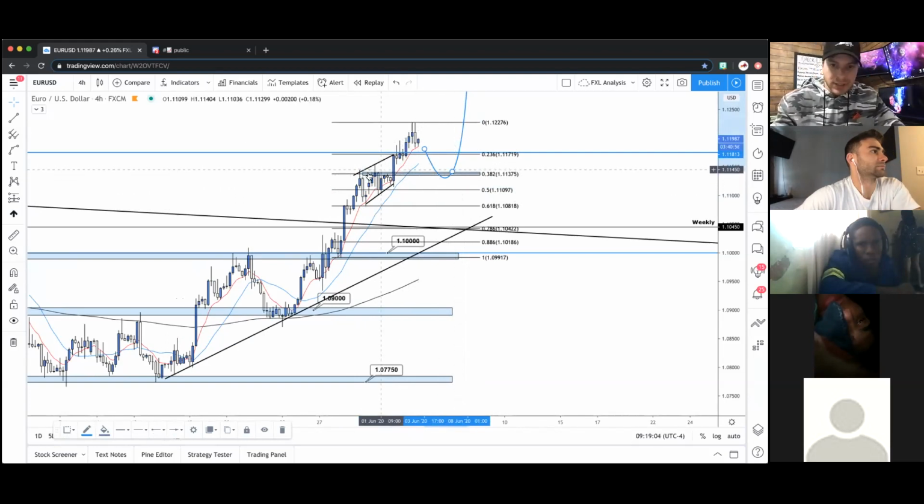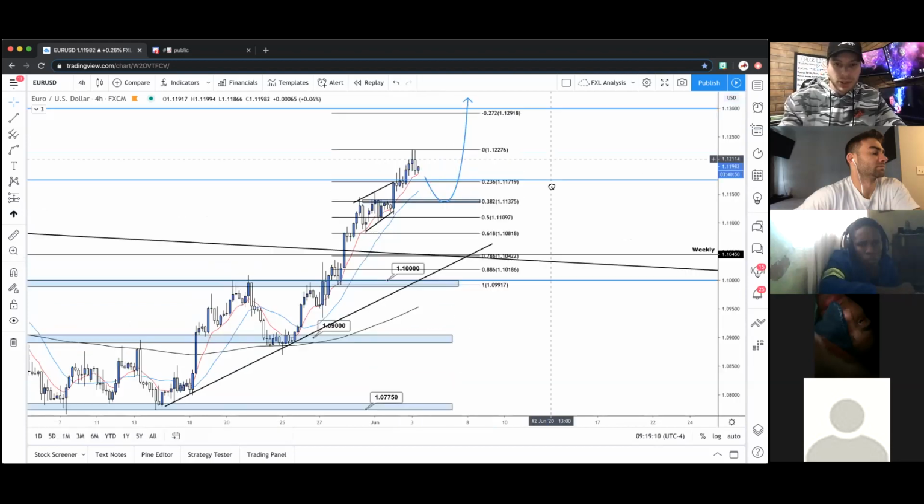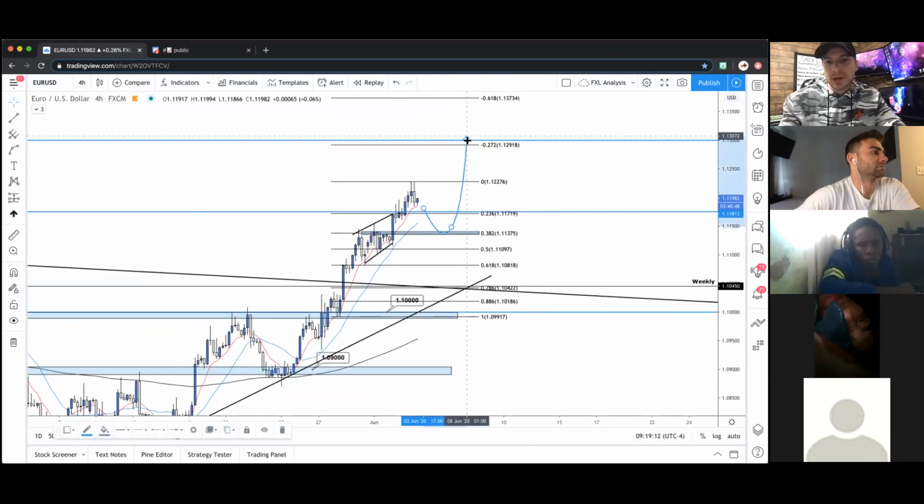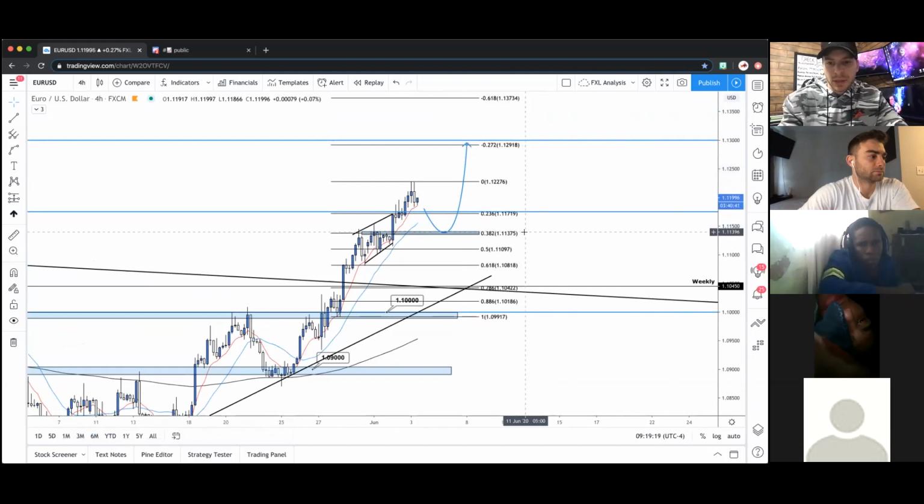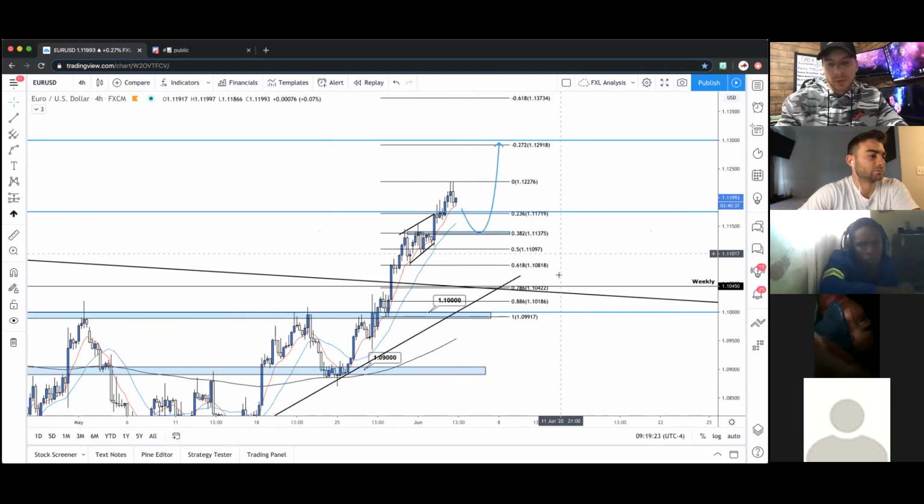It would still give us the test of broken resistance turn support, 38.2, and then obviously we're looking for those bullish setups, and then we can continue to target higher towards our next little structure zone around 1.13. So this would be, let's see, let's get a range on this. This would be about 150 pips. This would be a decent trade. But again, we're still waiting.